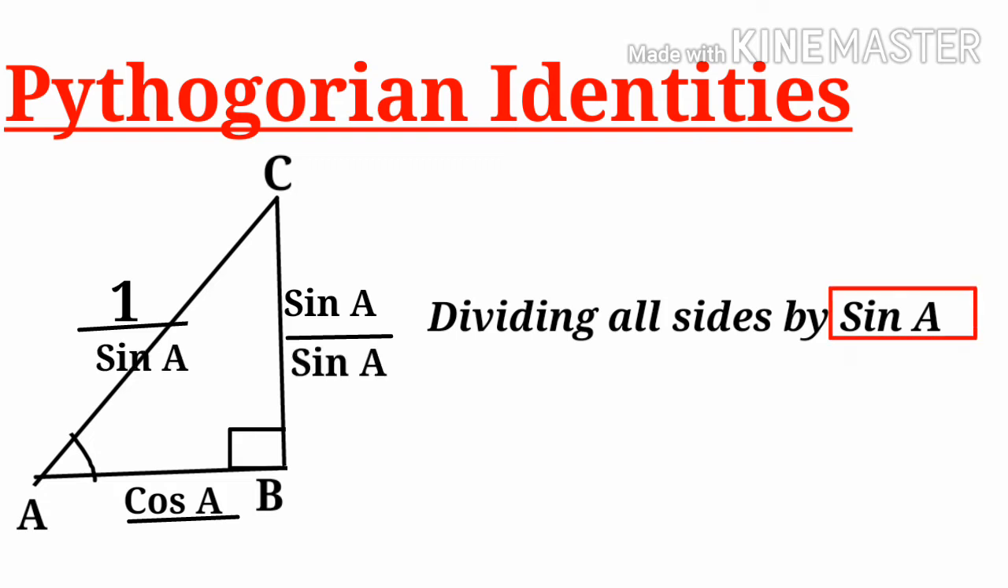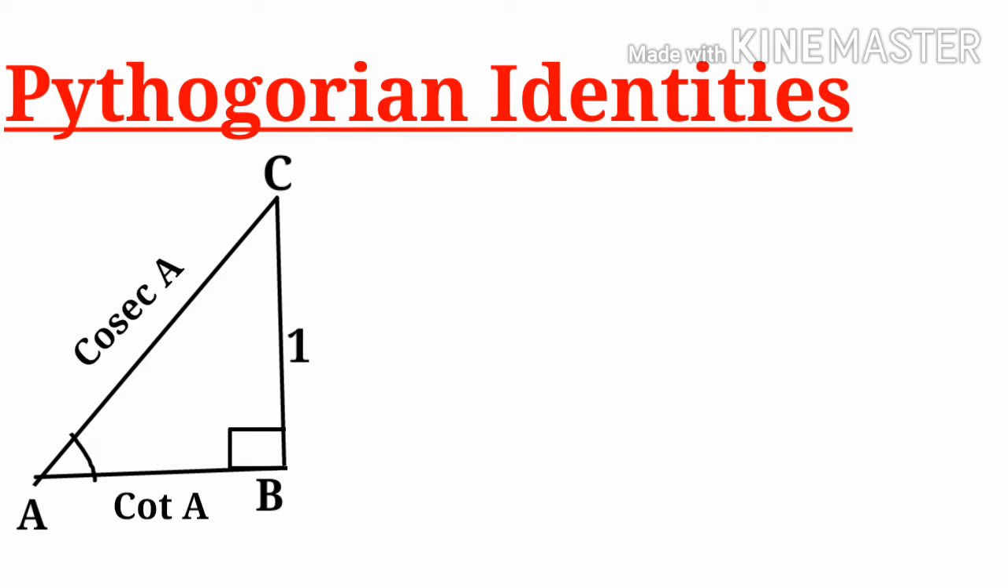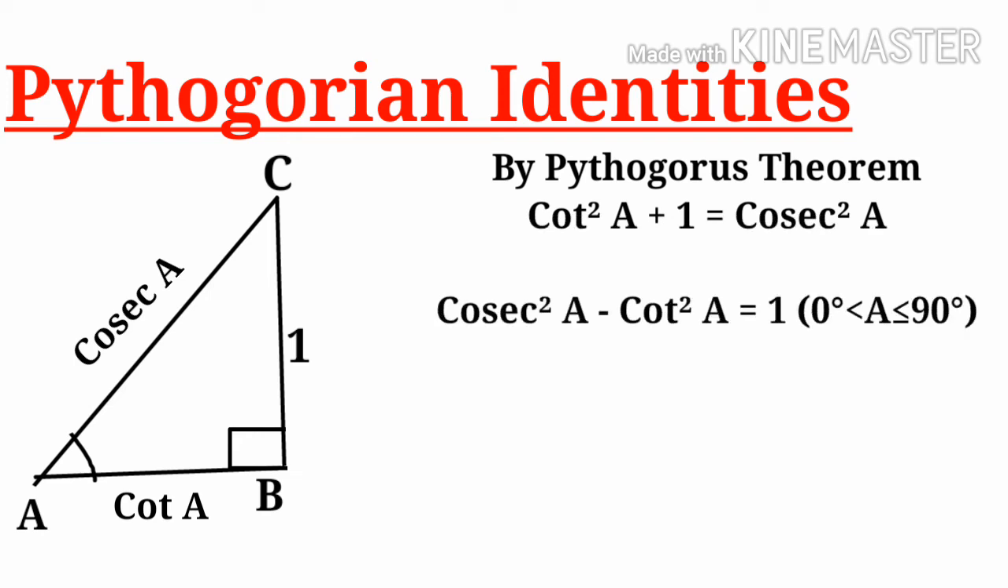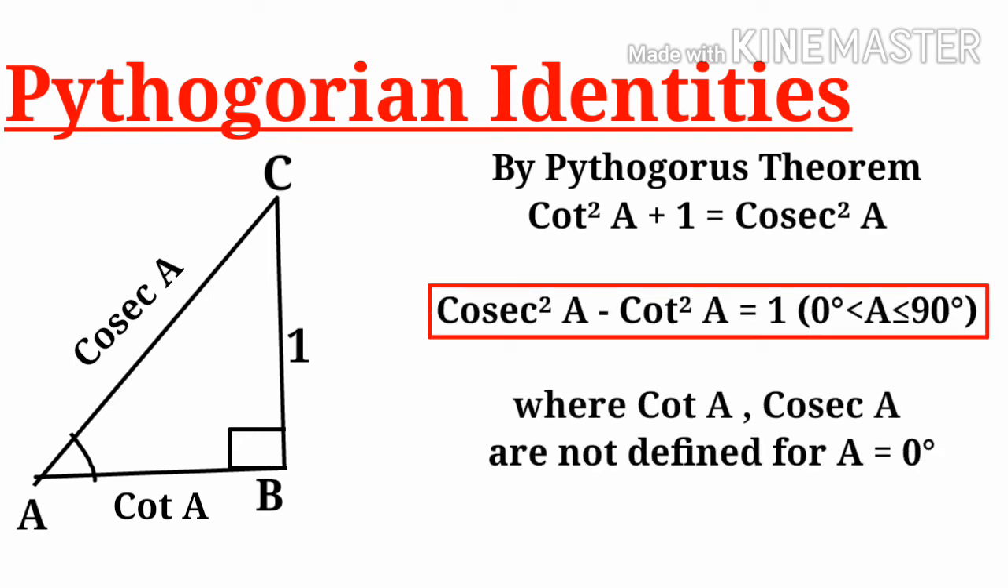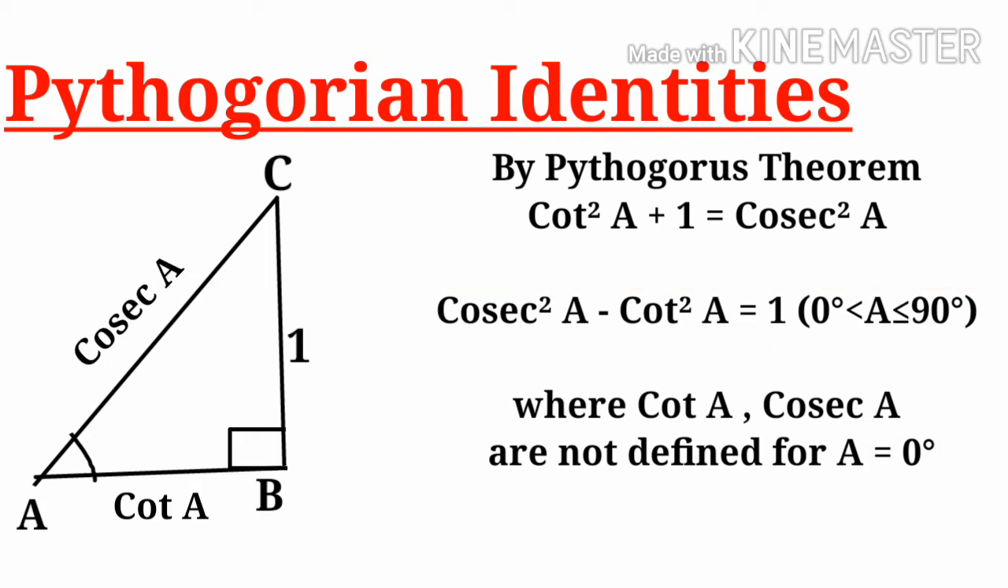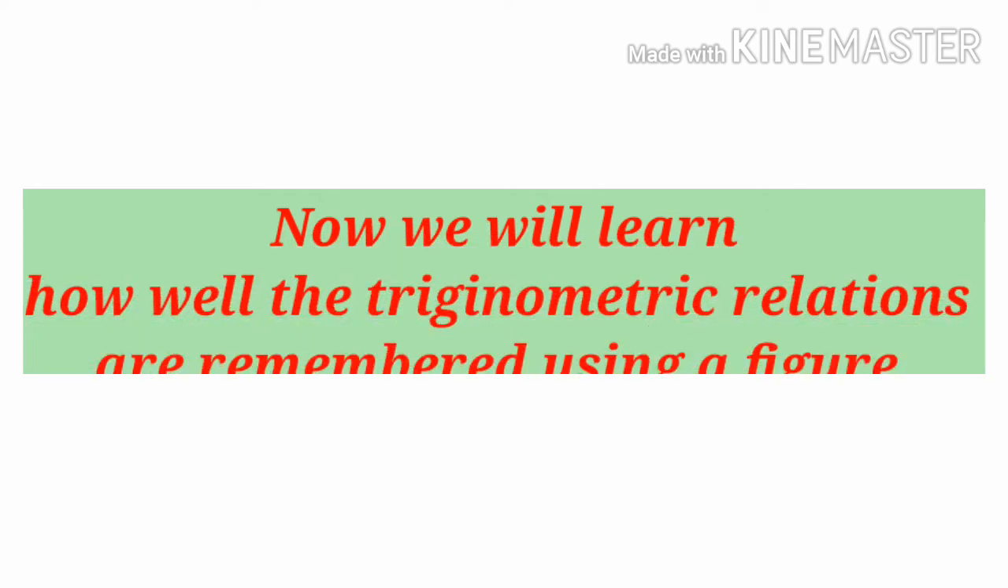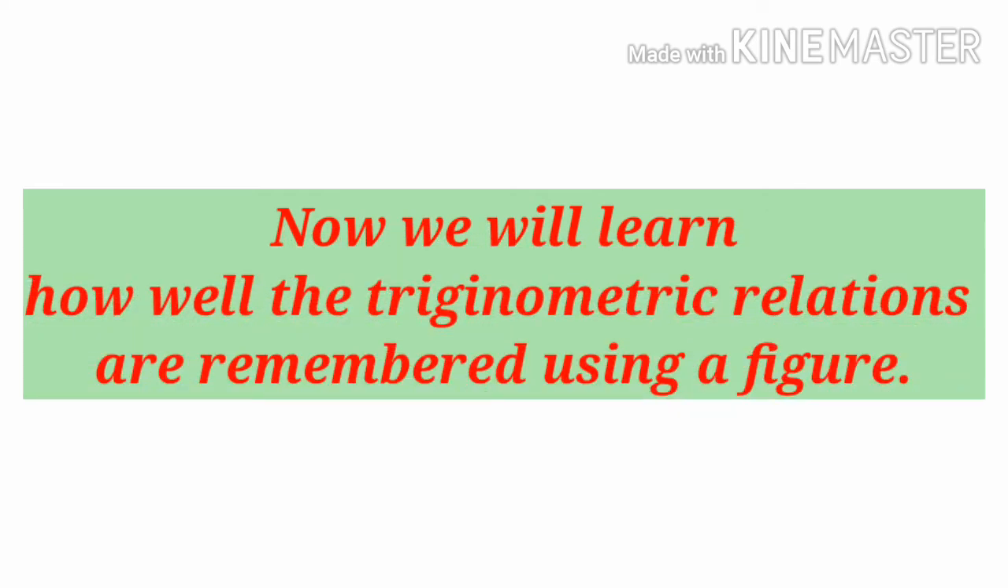Now the third identity. We divide all the sides by sin A, that is cos A by sin A, sin A by sin A, 1 by sin A. Cos A by sin A means cot A, sin A by sin A is 1, 1 by sin A is cosecant A. So by Pythagoras theorem, cot square A plus 1 square is equal to cosecant square A. Cosecant square A minus cot square A is equal to 1, which is true for all values of angles 0 less than A and A less than or equal to 90 degrees, because cot A and cosecant A are not defined for angle A equal to 0 degrees. These are Pythagorean identities.